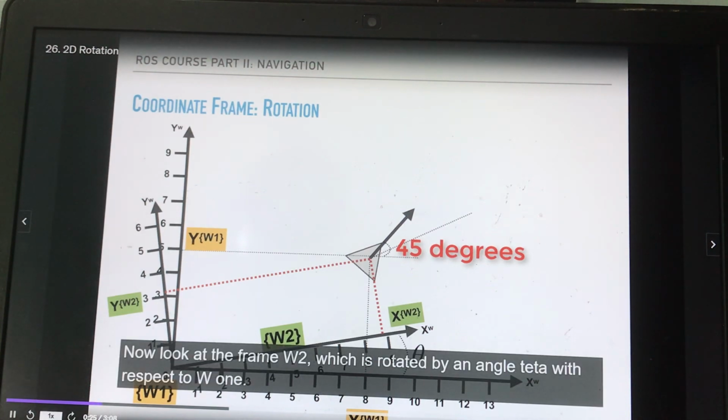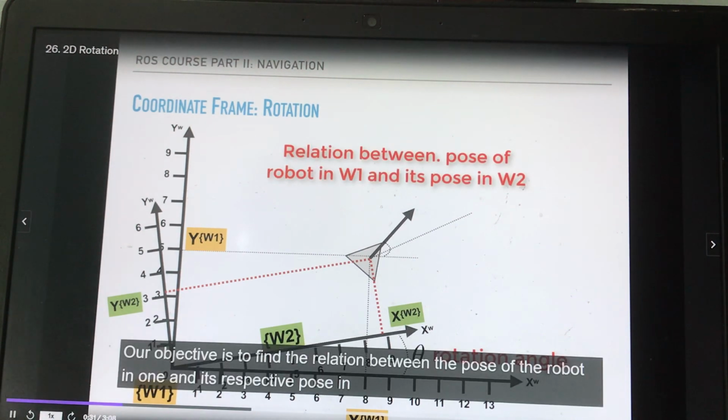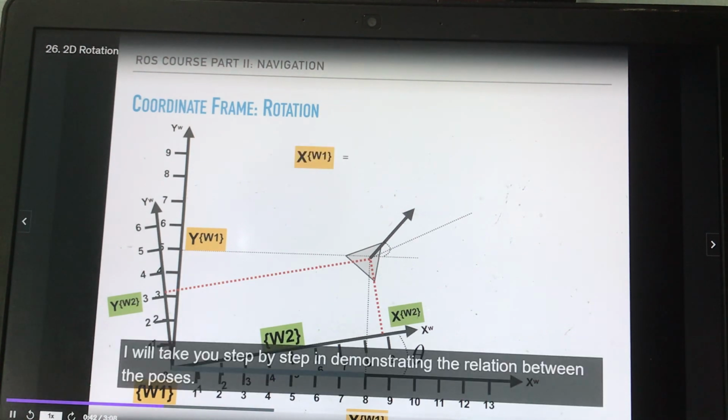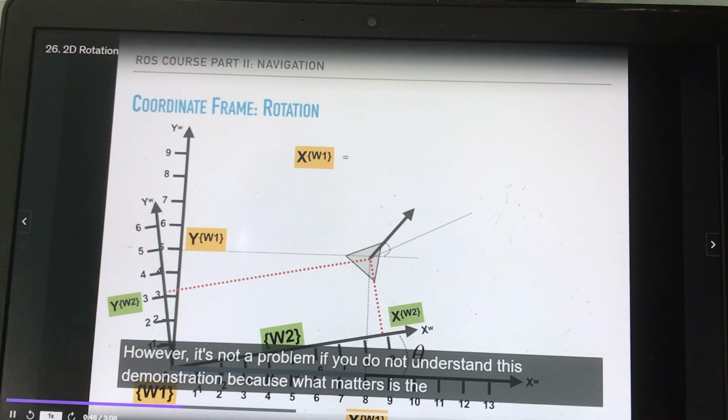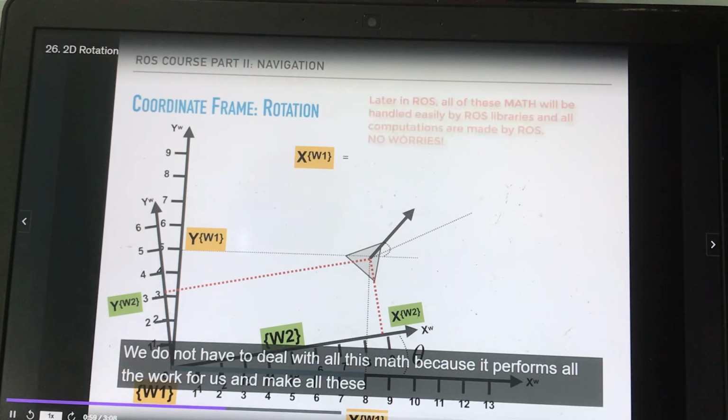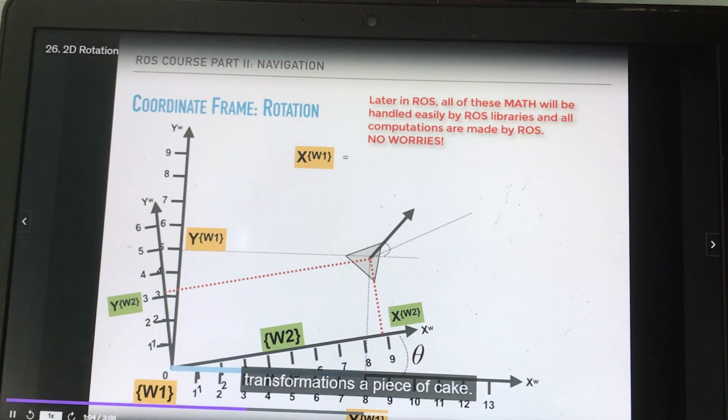Now look at the frame W2, which is rotated by an angle theta with respect to W1. Our objective is to find the relation between the pose of the robot in W1 and its respective pose in W2, while W1 and W2 are rotated with respect to each other. I will take you step by step in demonstrating the relation between the poses. However, it's not a problem if you do not understand this demonstration, because what matters is the final general result, which is simple to use. And even better, in ROS, we do not have to deal with all this math, because ROS performs all the work for us and makes all these transformations a piece of cake.